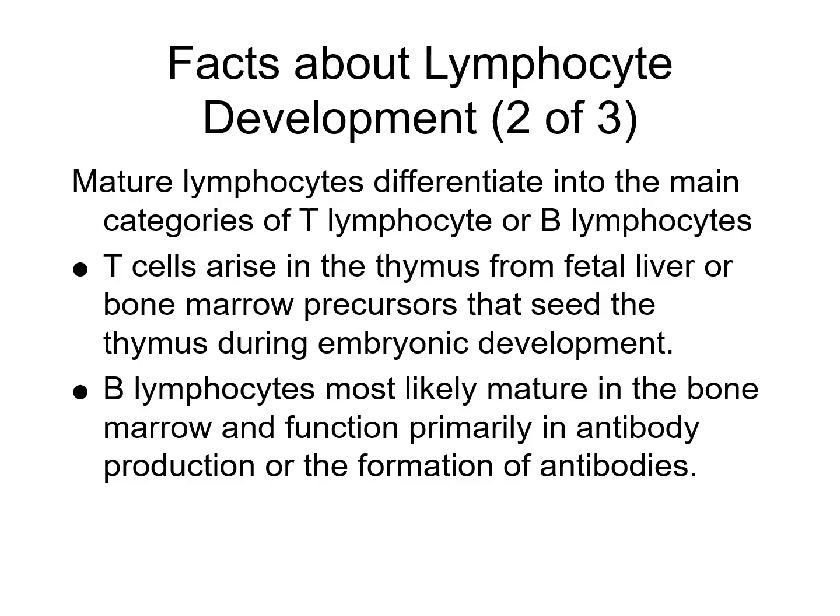For function, T cells are primarily responsible for cell-mediated immunity, recognizing and destroying infected or abnormal cells, and helping activate other immune cells. B cells are going to mature most likely in the bone marrow. For primary function, they produce antibodies, your humoral immunity, and they form memory B cells for faster response during future infections.